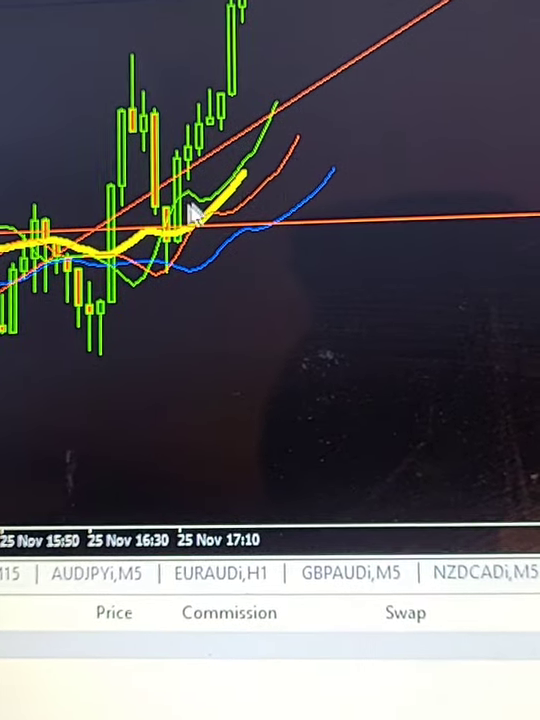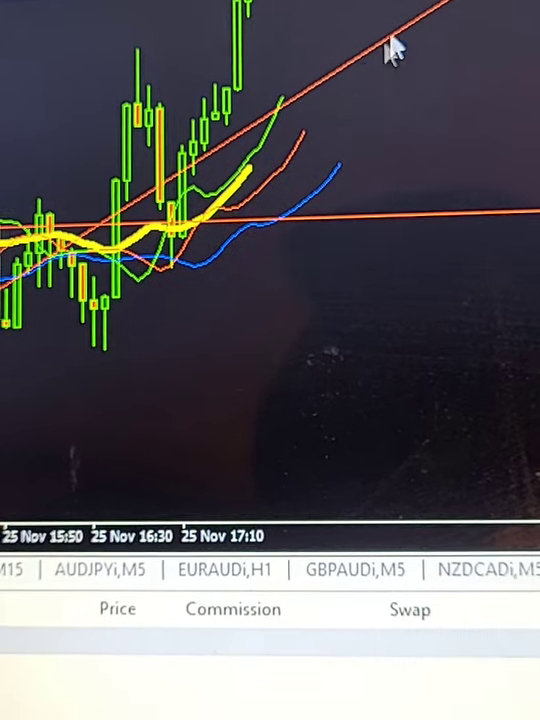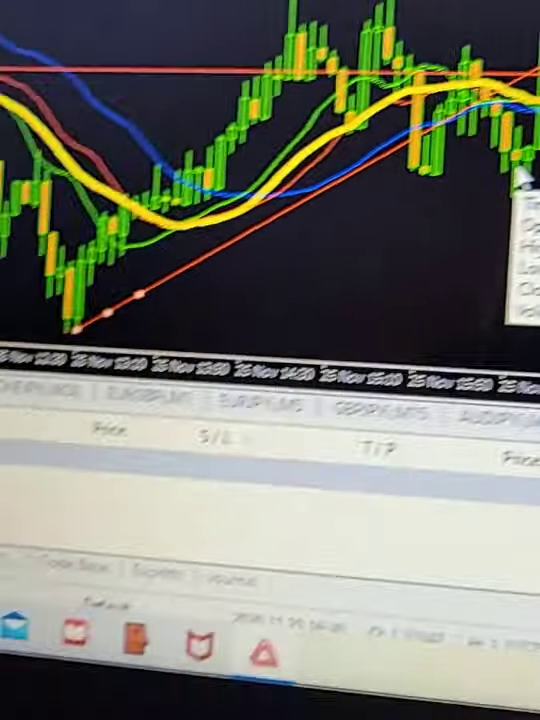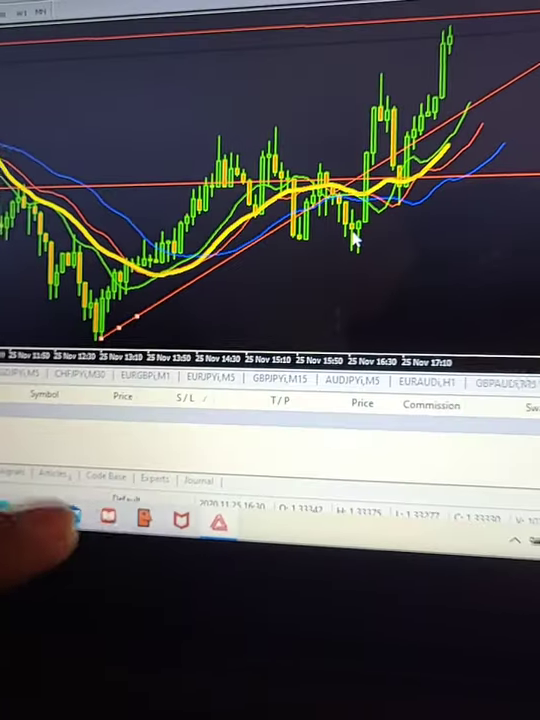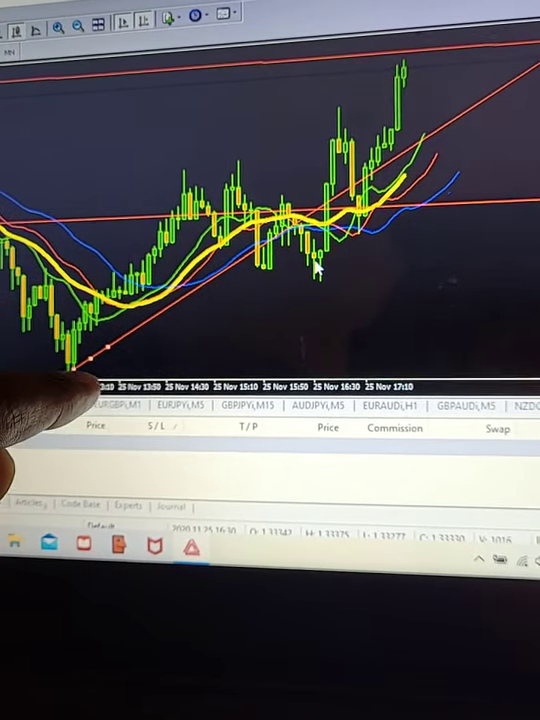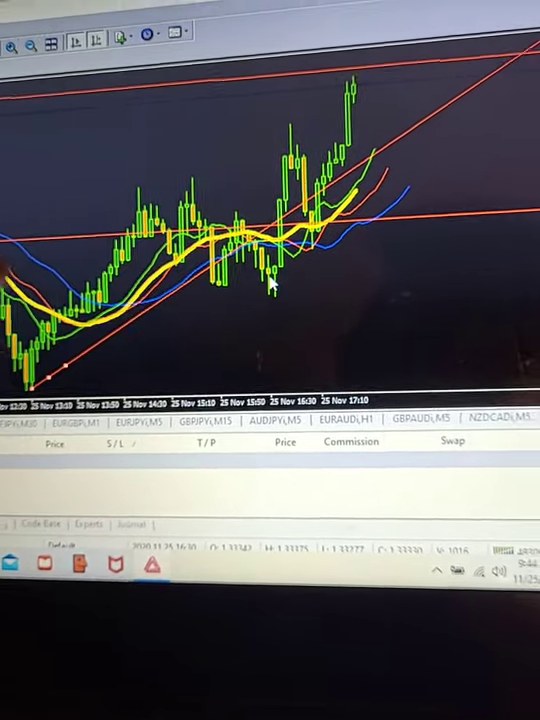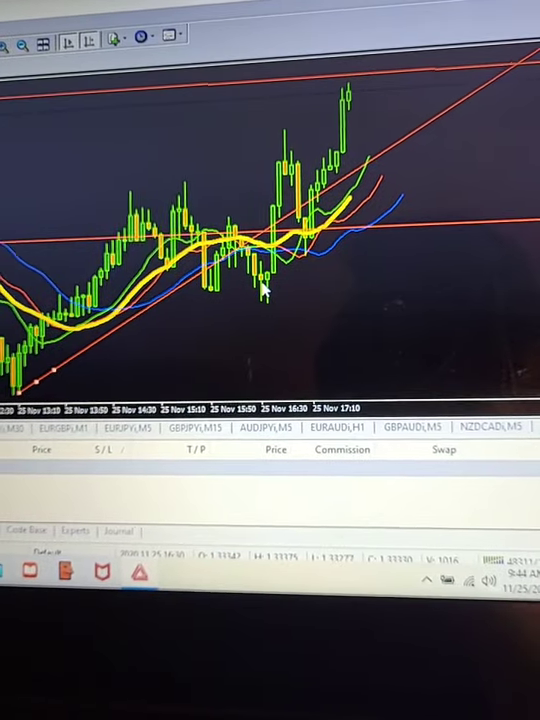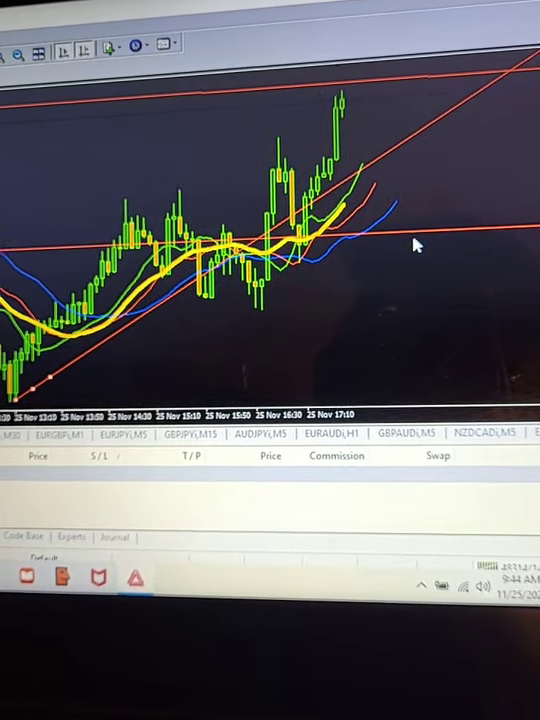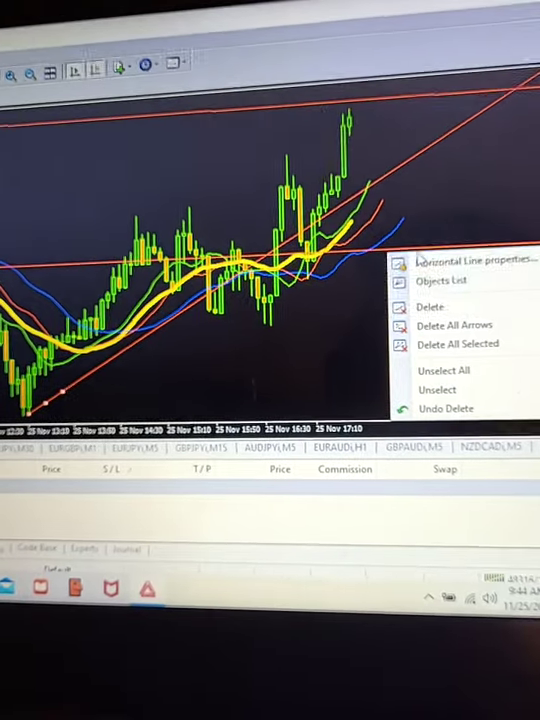Okay, so this red line right here is a trend line. What I have here is a line from here on up. That's telling me that this is going in the up direction, right? Boom. So we're going to take this line off.